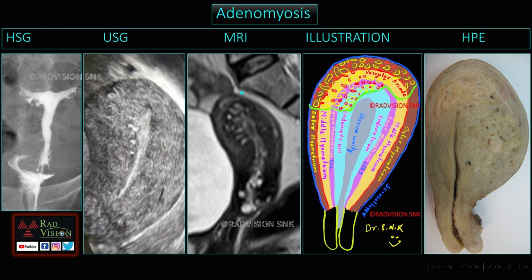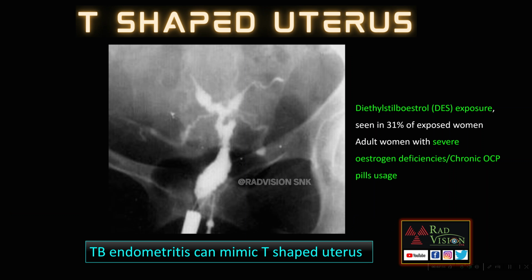Here you can see this HSG, where there are multiple endometrial glands; the contrast is filling the endometrial cavity and also extending into the myometrium, these ectopic endometrial glands. These are the subendometrial buds. These are hyperintense endometrial tissue noted in the myometrium with loss of the junctional zone, and this is asymmetrical thickening of the uterus. These are classical adenomyosis. Here is another case where you can see a T-shaped uterus.